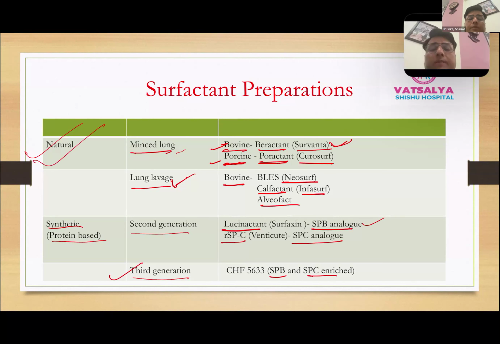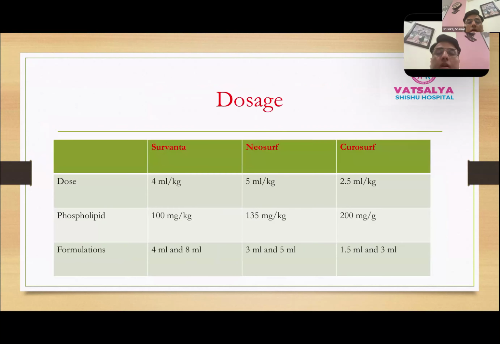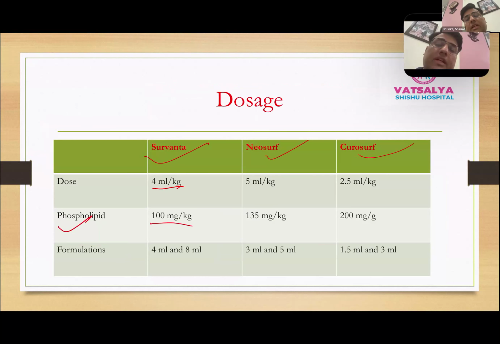Currently, the commonly used and recommended surfactants are natural, animal derived surfactants, derived from bovine or porcine sources. Commonly available surfactants are Survanta, Neosurf or Curosurf. Doses: Survanta is 4 ml per kg, and the phospholipid dose is 100 milligram per kg. So the Survanta dose is 4 ml per kg or 100 milligram per kg of phospholipid.